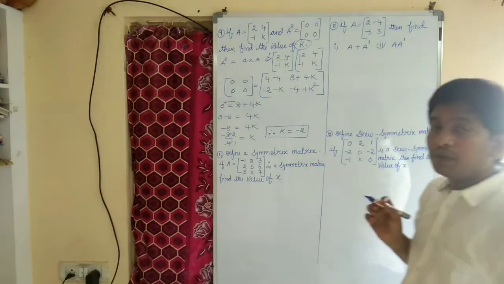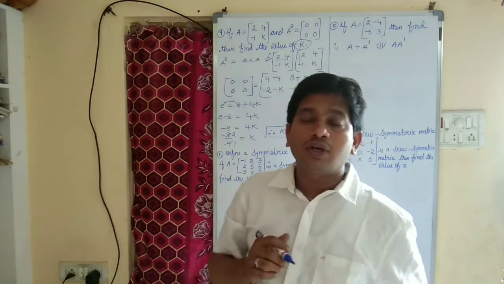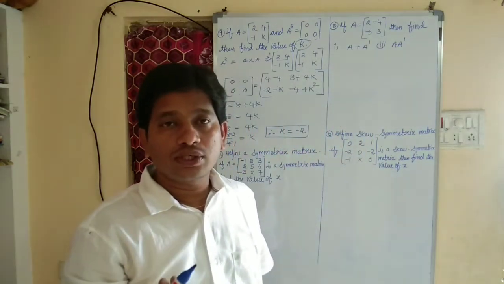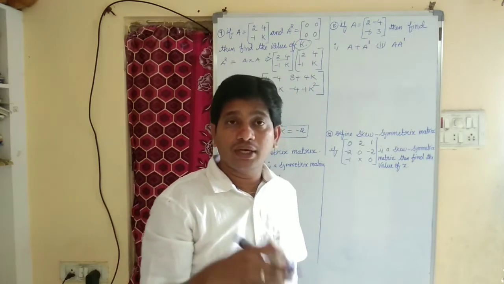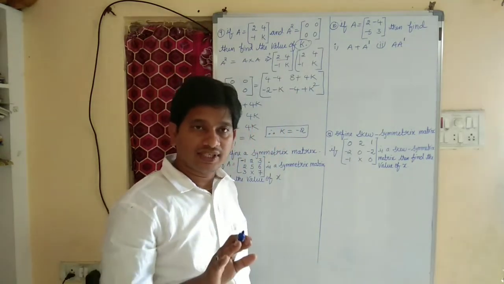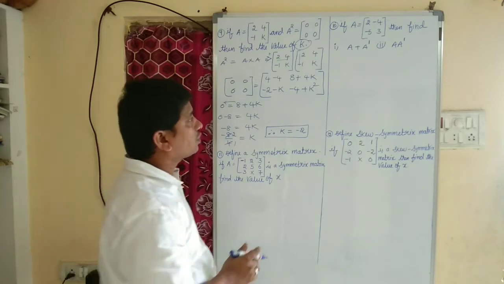Transpose. What do you mean by transpose? If we interchange rows into columns and columns into rows, that is said to be the transpose of a matrix. This is easy only. So let us see the first question.